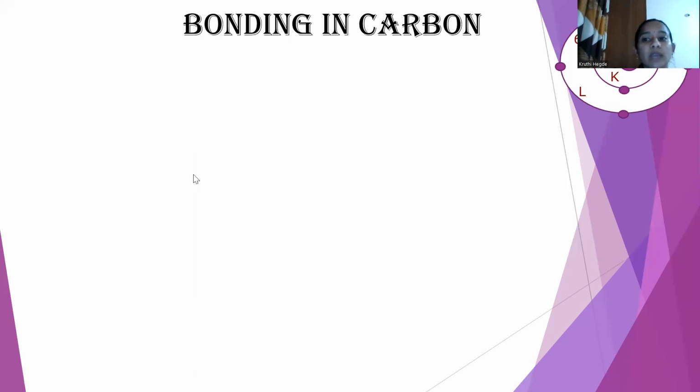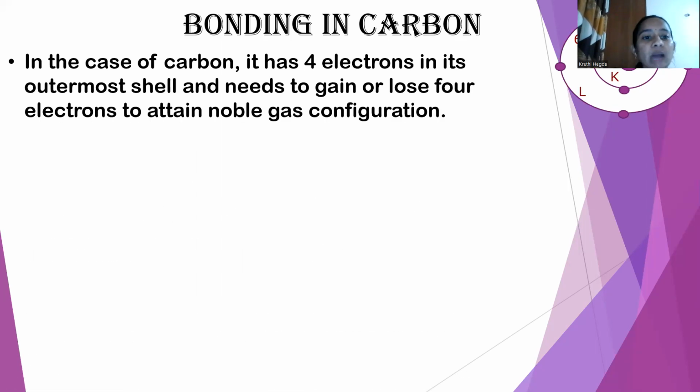Moving ahead. Bonding in carbon. In case of carbon, it has 4 electrons in its outermost shell and needs to gain or lose 4 electrons to attain noble gas configuration.